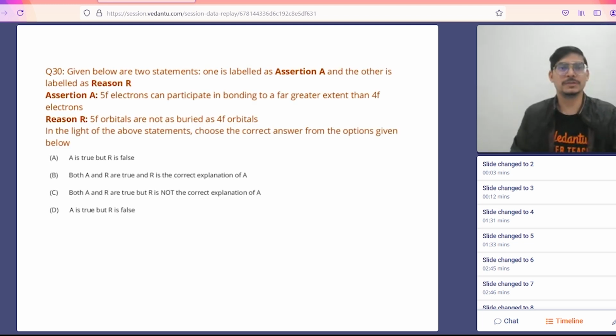Moving to the next question. Assertion is 5f electrons can participate in bonding to a far greater extent than 4f electrons. Yes, that's true. And this is because 5f electrons are not as buried as 4f orbitals.